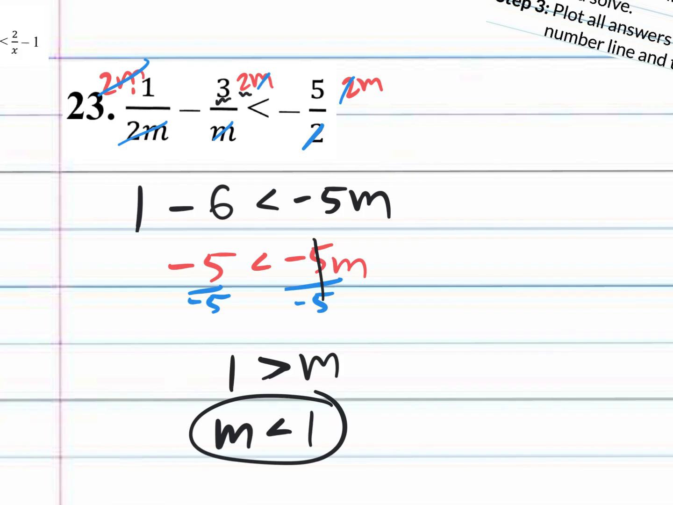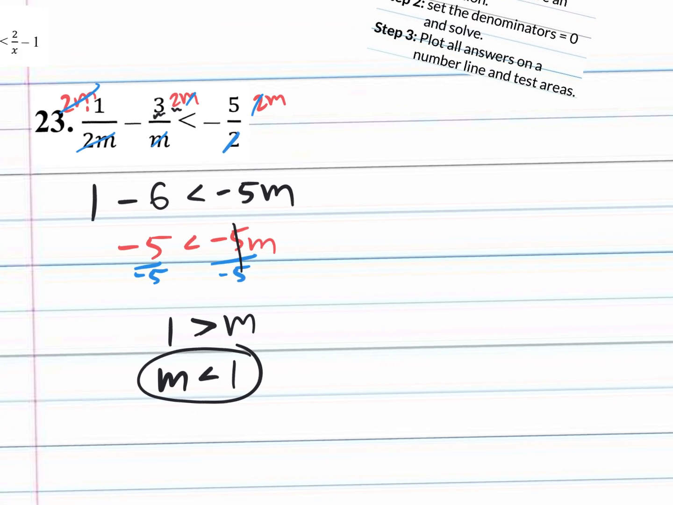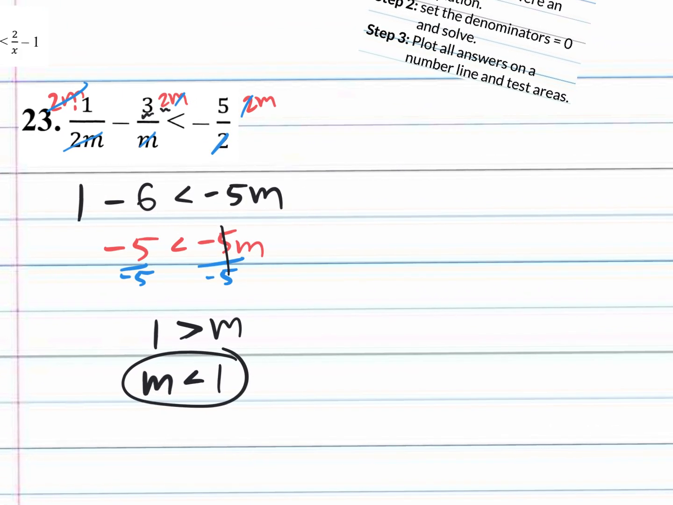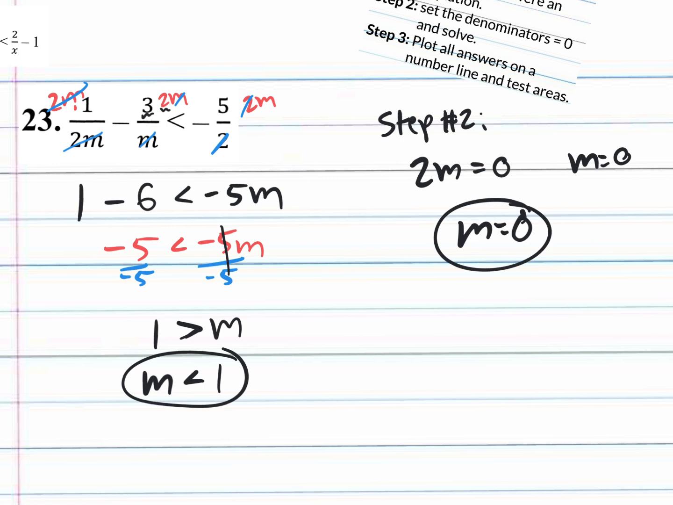Like I said, you could have put an equal sign. You'd have m equals 1. You're going to plot that on a number line anyway, and you're going to test areas. Step 2 is where you set the denominators equal to 0. So 2m equals 0 and m equals 0. They're both going to give you the same answer. 2m, if you set that equal to 0, or m equal to 0, you still get the same answer, m equals 0. So you don't get a bunch of different answers. You just have this answer and that answer.